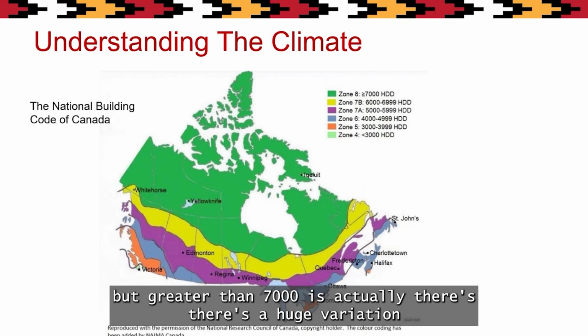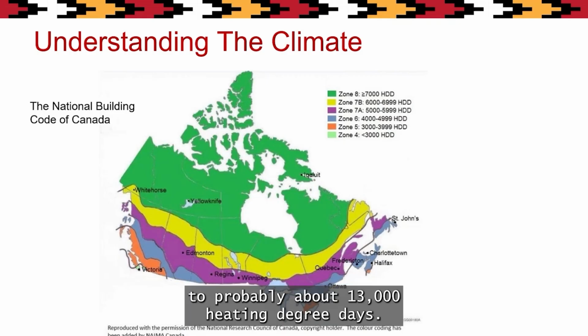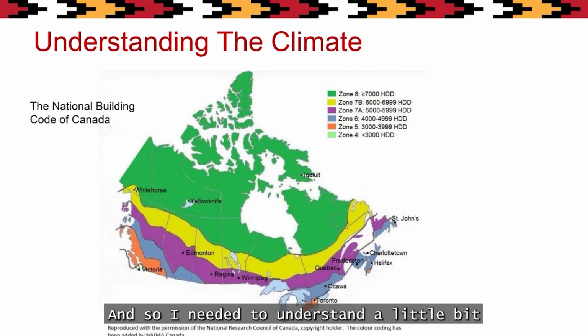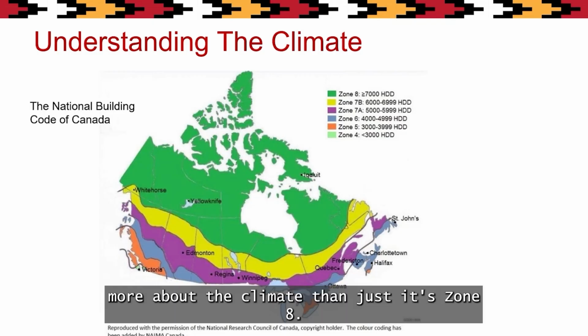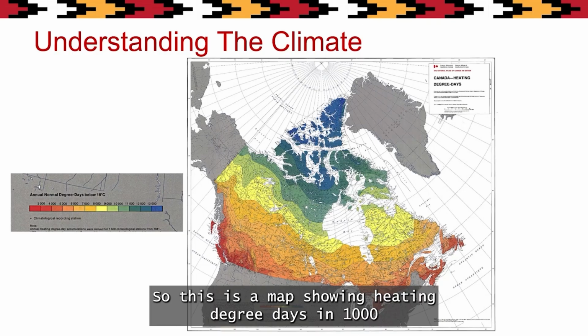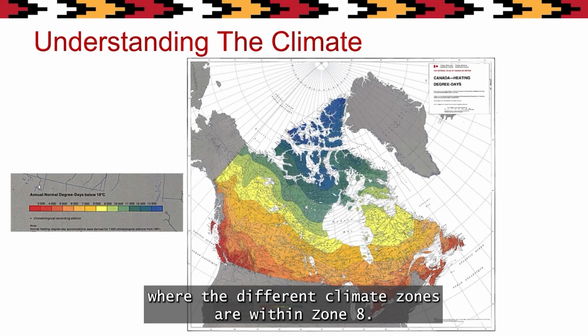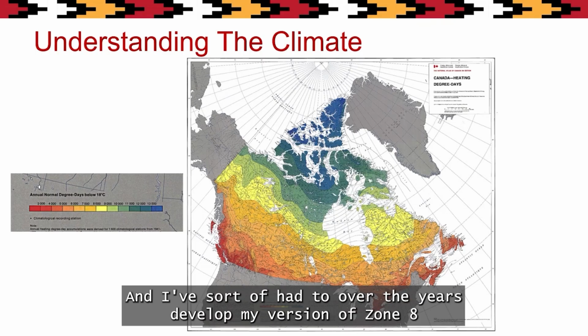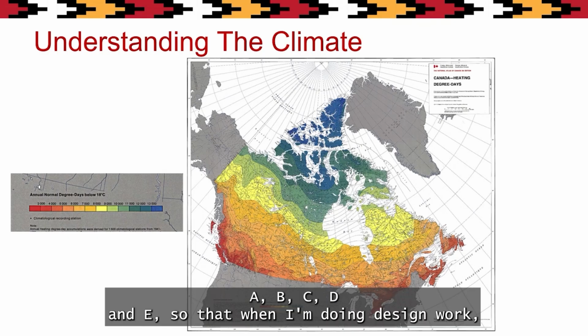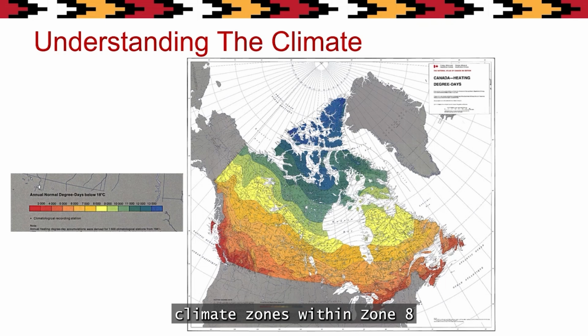But there's a huge variation within Zone 8, from 7,000 up to probably about 13,000 heating degree days. And so I needed to understand a little bit more about the climate than just it's Zone 8. And I needed to dig a little bit deeper on that. And so we can look at other sources of information. So this is a map showing heating degree days in 1,000 heating degree day jumps. And we can see where the different climate zones are within Zone 8. And I've sort of had to, over the years, develop my version of Zone 8, A, B, C, D, and E, so that when I'm doing design work, I'm not just talking about Zone 8, I'm talking about more specific climate zones within Zone 8.